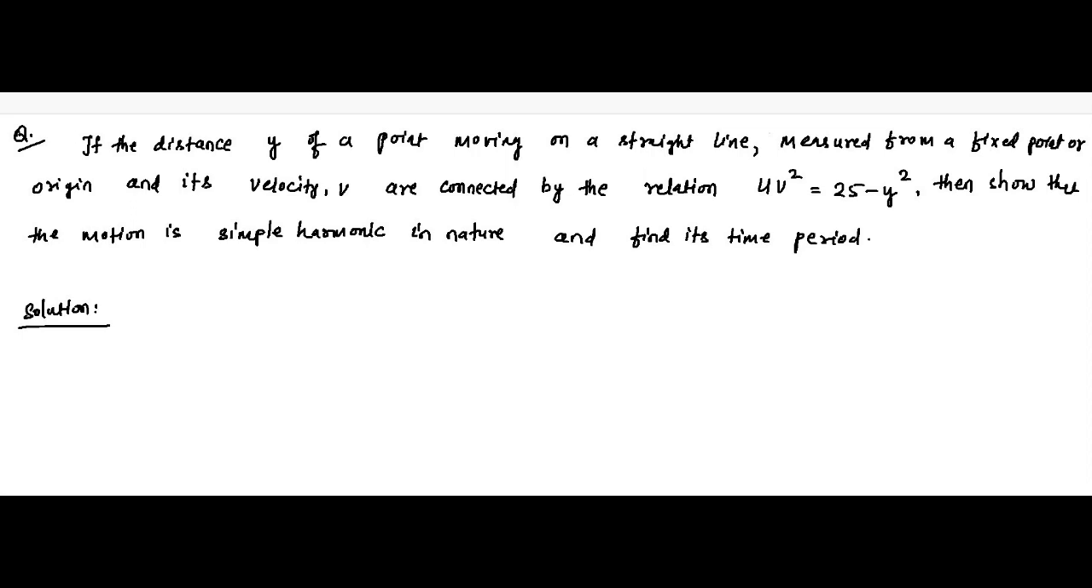So here is another question on simple harmonic motion. It is given that the distance small y of a point moving on a straight line, measured from a fixed point or origin or reference point, and its velocity small v are connected by the relation 4v square is equal to 25 minus y square. Show that the above motion is simple harmonic in nature and find its time period.